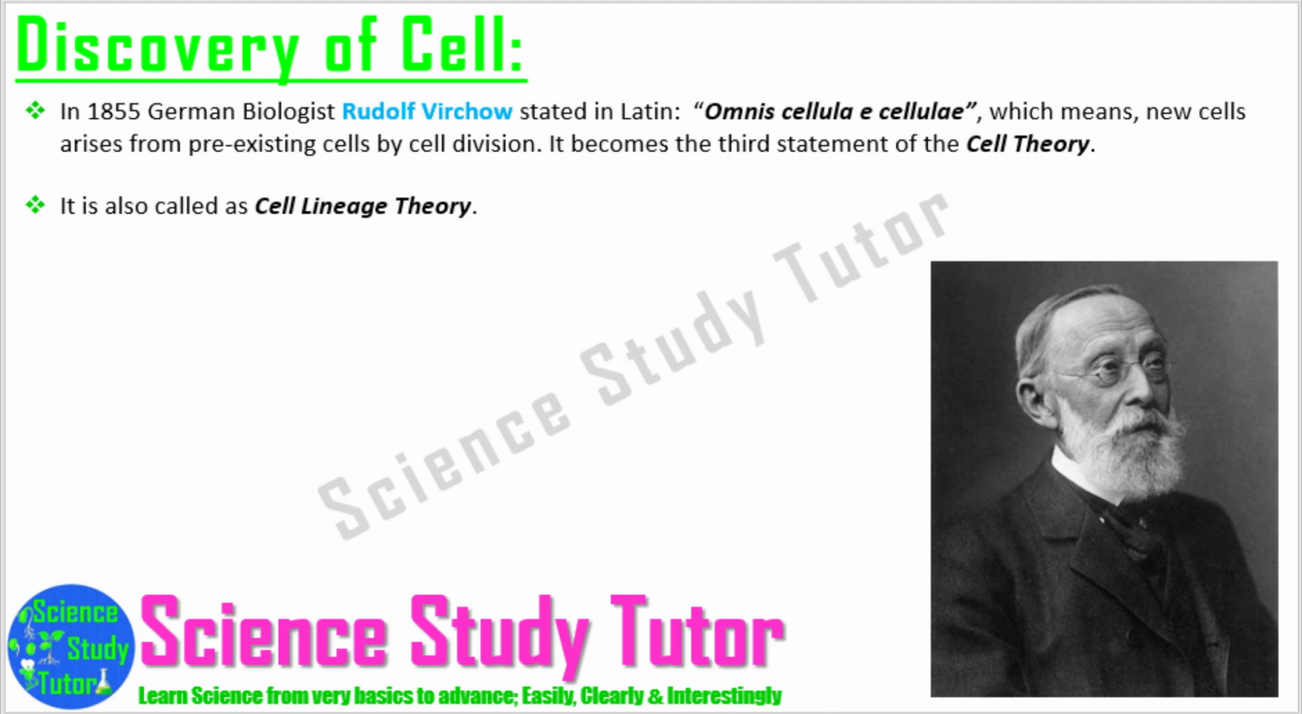In 1855, German biologist Rudolf Virchow extended the cell theory by adding a new statement to the cell theory. Rudolf Virchow stated in Latin language omnis cellula e cellula, which means new cells arise from the pre-existing cells by cell division. It is also called the cell lineage theory.